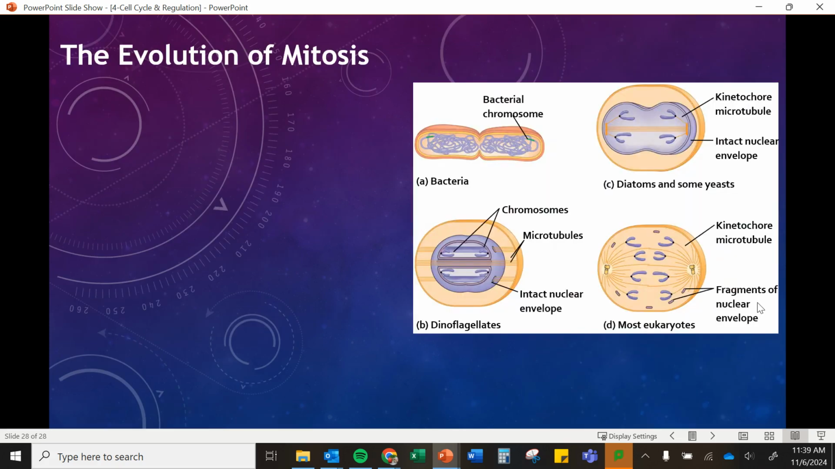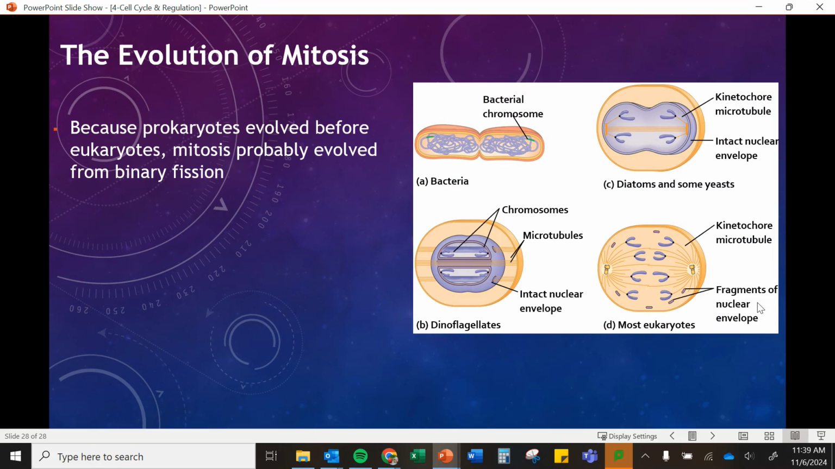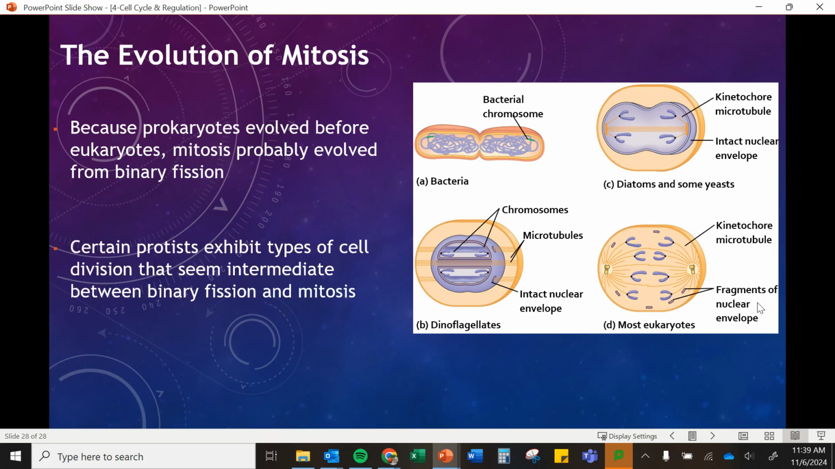Okay, so the evolution of mitosis, because prokaryotes evolved before eukaryotes, mitosis probably evolved from binary fission, is the idea. So certain protists exhibit types of cell division that seem intermediate between binary fission and mitosis, is the idea.